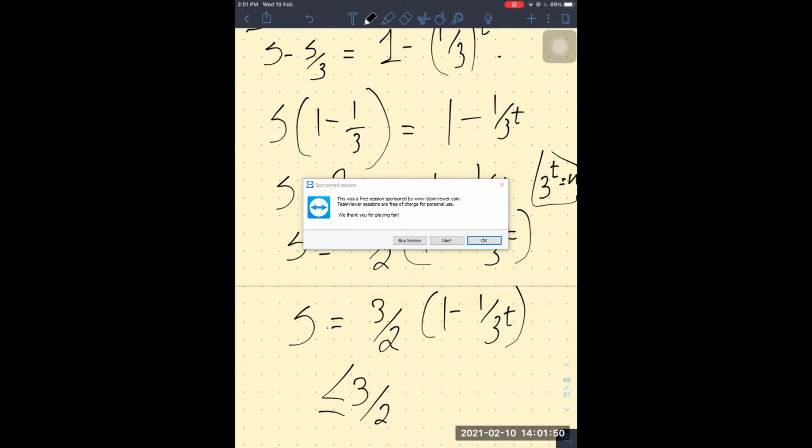Because as t is greater than 0, this thing will be less than 1. This factor will be less than 1. So this entire thing will be less than 3 over 2. Do you get that part? How I am writing this thing?